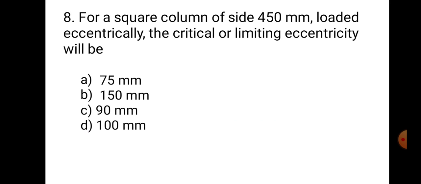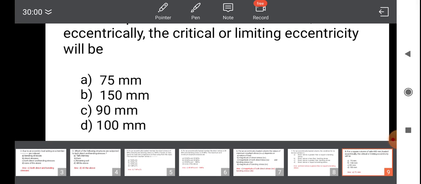Question number 8. For a square column of side 450 mm loaded eccentrically, the critical or limiting eccentricity will be A. 75 mm, B. 150 mm, C. 90 mm, and D. 100 mm. Now the limiting eccentricity for a square column will be side of the column divided by 6, B by 6 or D by 6. For a square, B and D are the same, so it will be 450 by 6, which comes out to be 75 mm. Hence the correct answer is A, 75 mm.